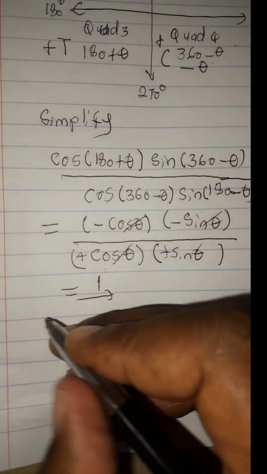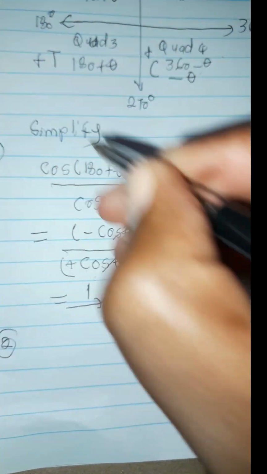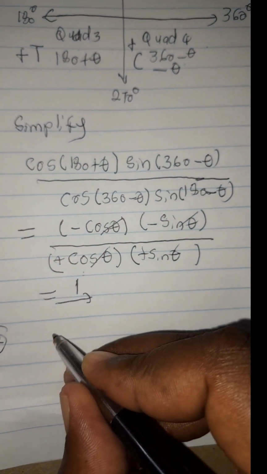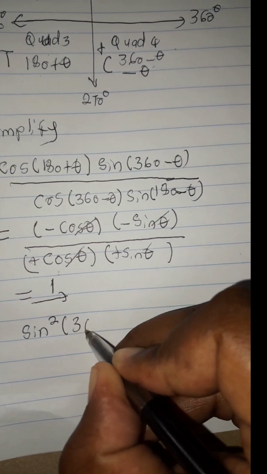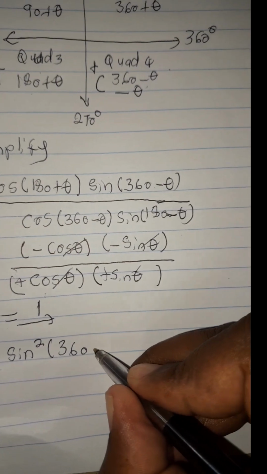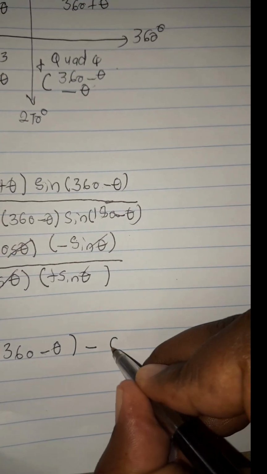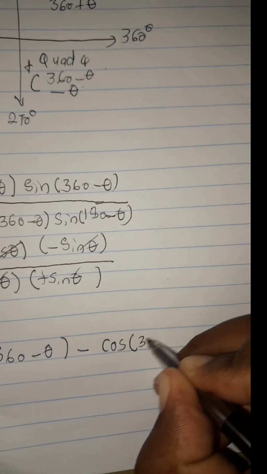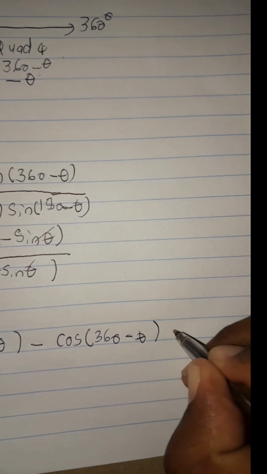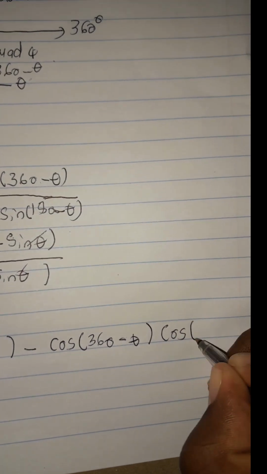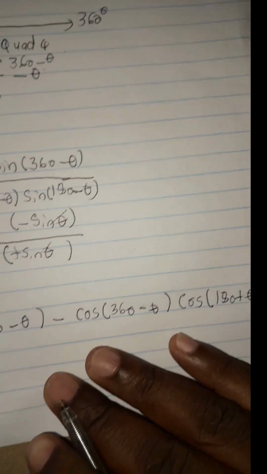Okay, without wasting time, let's go to the second question. So this is our first, and then we're going to look at the second. Consider we are given sine squared of (360 minus theta), minus cos(360 minus theta), as well as cos(180 plus theta). Okay, so this is what we're given.